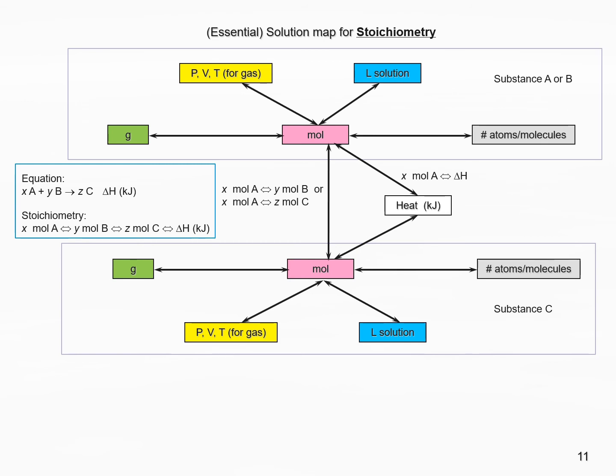We can only connect these two solution maps through the moles. How do we connect them? Stoichiometry, right here. Delta H is something we're going to discuss in chapter 5, so don't worry about this portion. This portion will be discussed when we get to chapter 5.